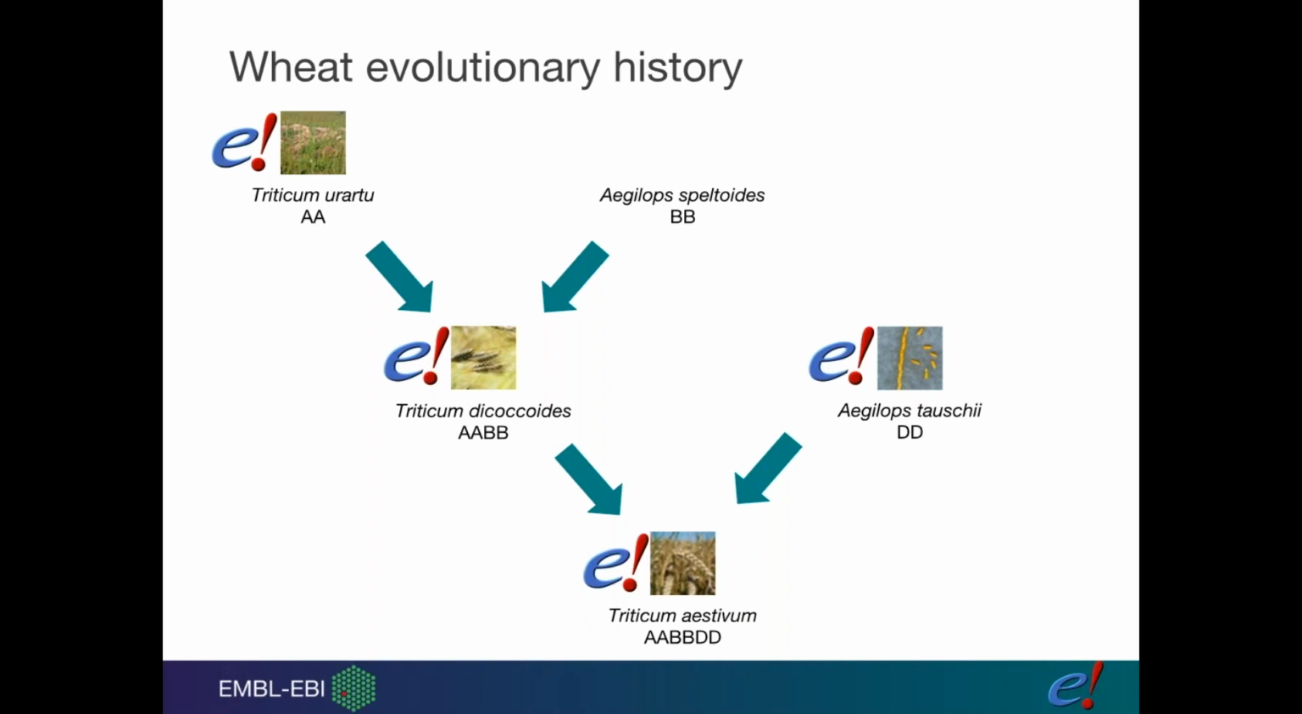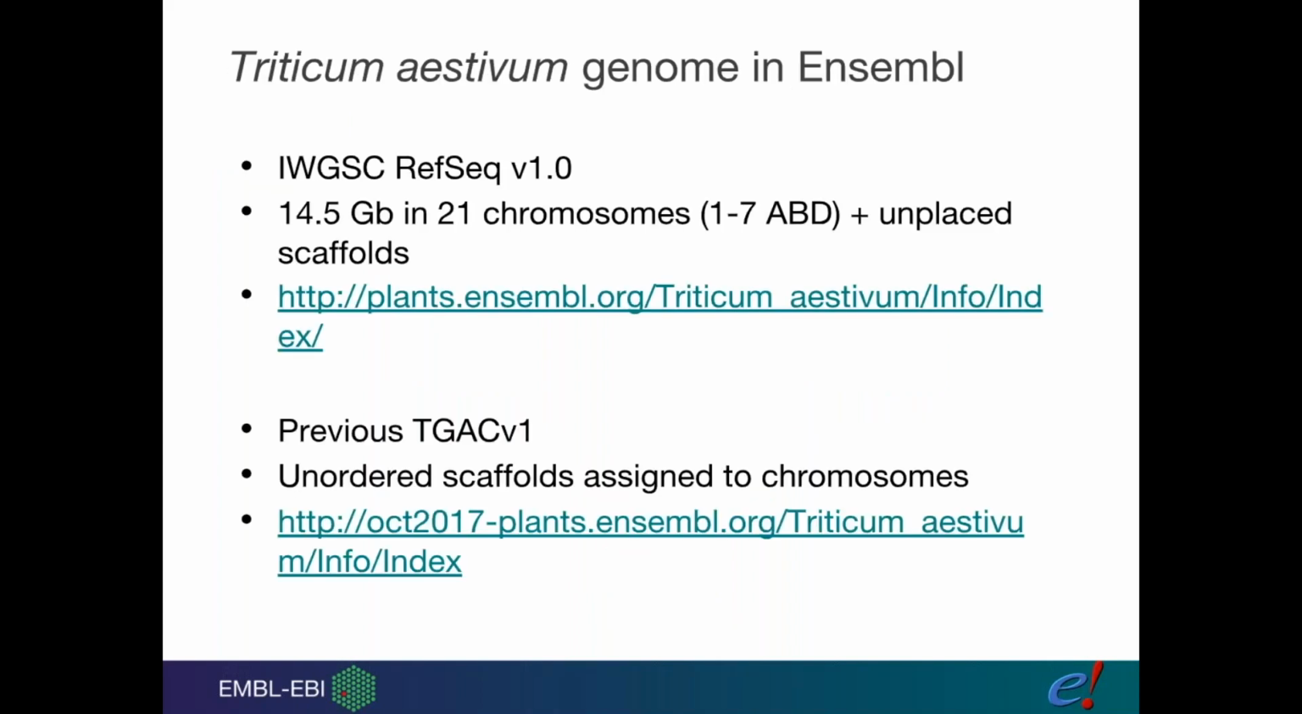Everything that I've put a little E next to here can be found in Ensembl. It's not just the wheat genome itself that you can find in Ensembl, but most of the precursors as well are available genomes for study. So the genome that we have is the IWGSC RefSeq version 1.0.